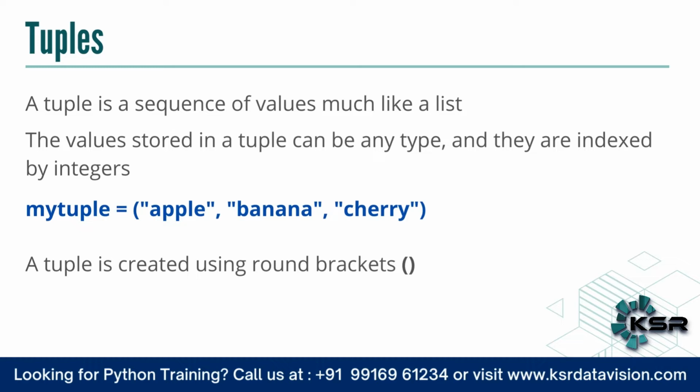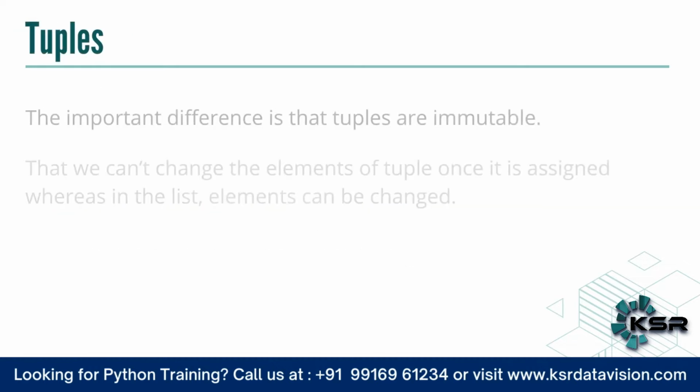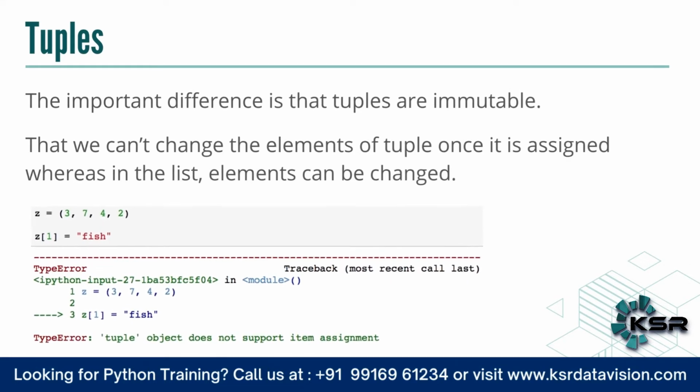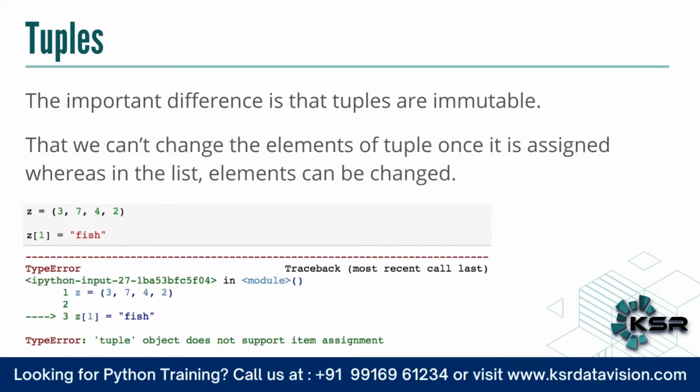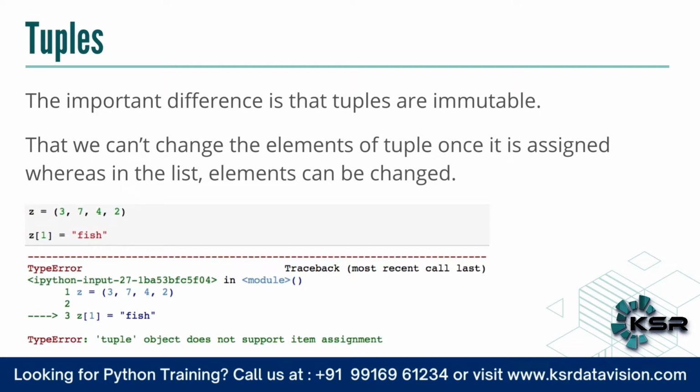So they are also like any sequence data types and they're created using parentheses. Lists are created using square brackets, and this is where the important difference comes in. Tuples can't be updated. That means tuples are immutable, while lists are mutable. We are able to change the elements of a list, but we cannot change the elements of a tuple. So that is the most important difference between a tuple and a list.